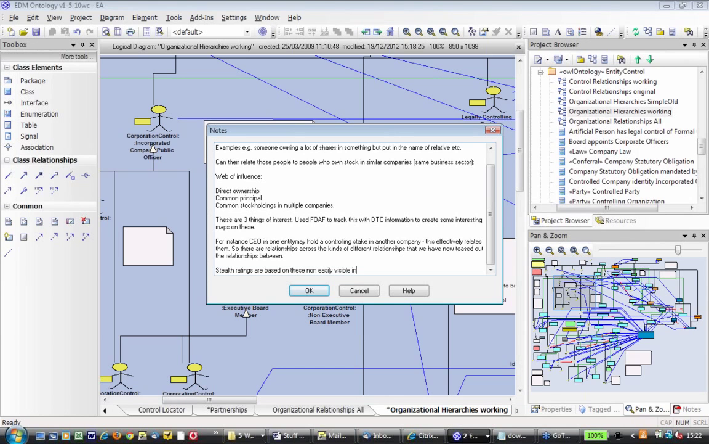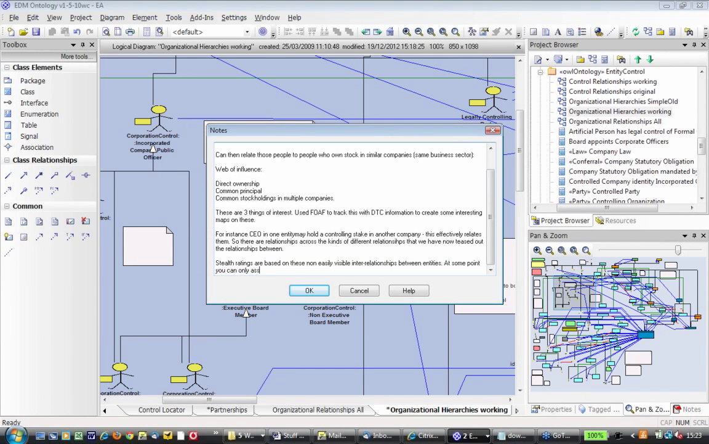Bill, is that a reasonably accurate? Yeah, absolutely. In a former life, we used to talk about a concept of what we used to call stealth ratings, which are based on these non-transparent, non-easily visible interrelationships between entities. Right. As you say, it's very hard. Well, it's quite complicated. You just assert them. Those are application issues actually.